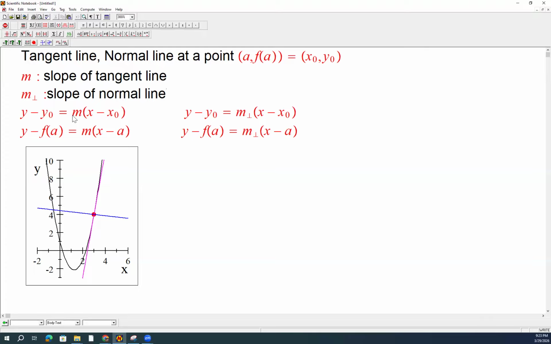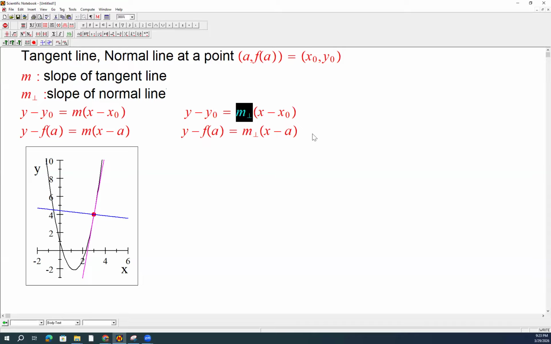If we know the slope m of the tangent line, then we can find the line equation. In our case, y0 would be f(a) and x0 will be a. For the normal line, we just use the slope of the normal line.